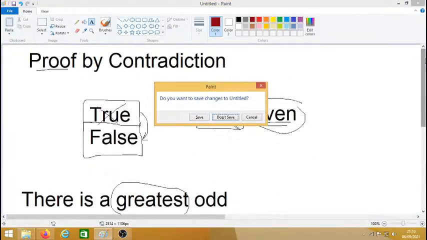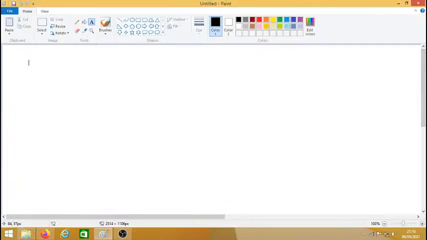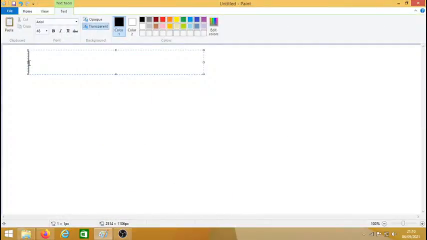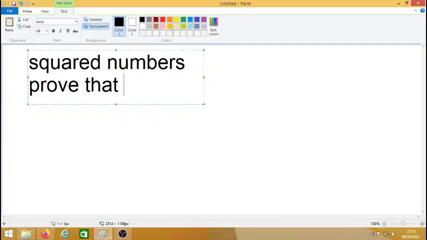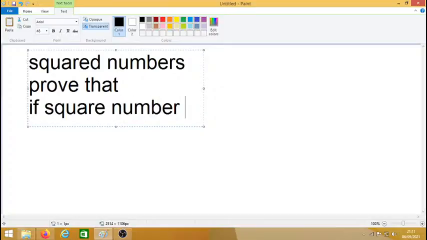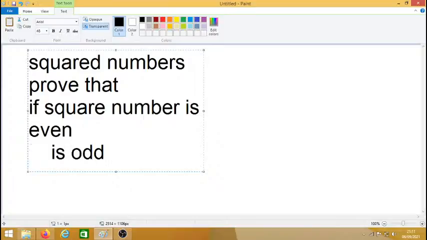Let's try the same principle, proof by contradiction, but this time we're looking at something that's probably a bit more realistic. We're looking at the squared numbers. Can we prove that if the squared number is even, then the number that made it is odd? So let's call the square number n squared.